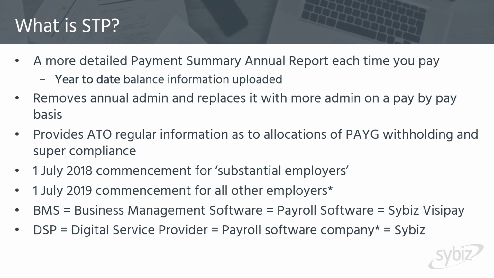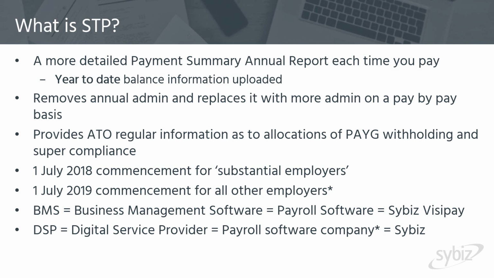So in terms of the commencement, it is kicking off on the 1st of July 2018 for substantial employers, and we'll define that in a moment. And then legislation is still before Parliament that it is looking like virtually every other employer will be kicking off on the 1st of July 2019. So it is seemingly inevitable for every employer.